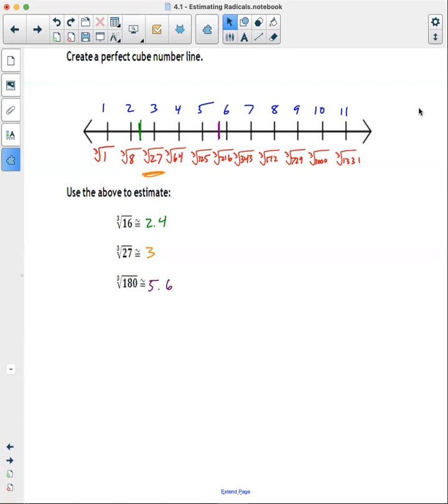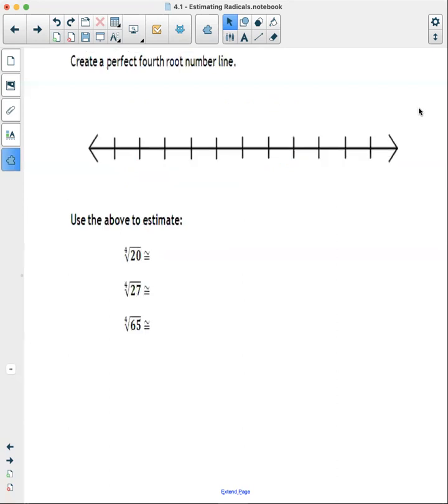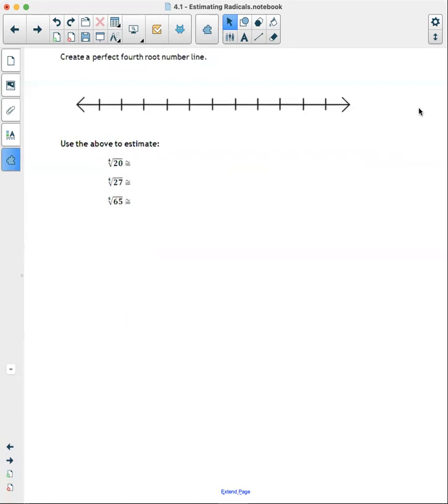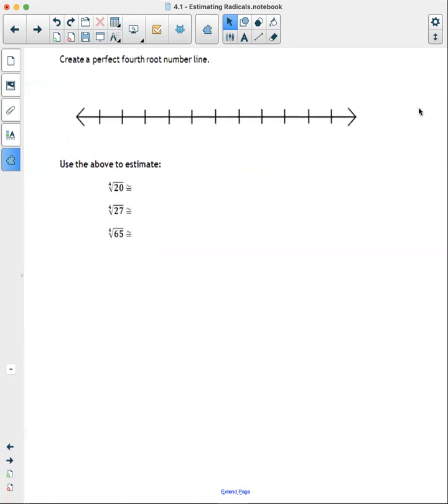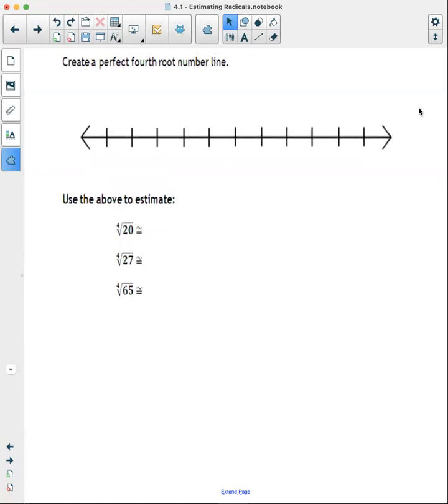All right. So next we're going to do a perfect fourth number line. So I would encourage you to pause this video now and go ahead and try to do this one on your own. And actually, let's just do this one up to 4.